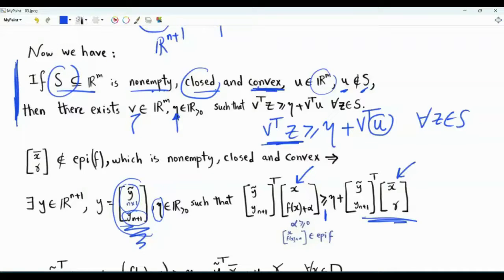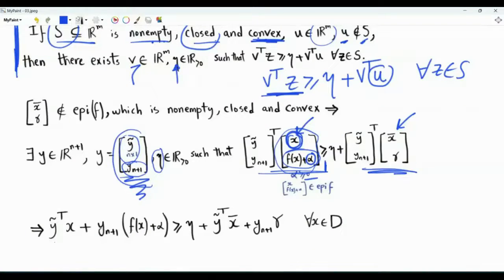Every point in the epigraph is represented as this vector. The first n elements are x, and then the last element is f of x plus a non-negative real number. For a point to be in the epigraph, we want the function f applied to the first n components to be less than or equal to the last component. So here we will write down the last component as f of x plus a non-negative real number alpha. This vector represents vectors that are in the epigraph of function f, and this is true for every alpha that is a non-negative real number.